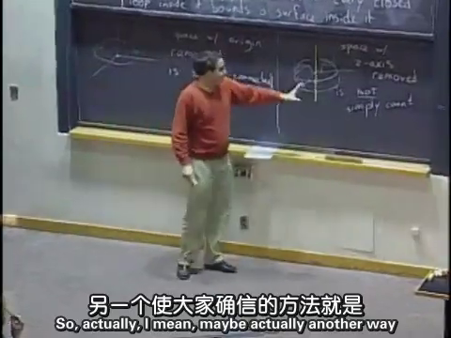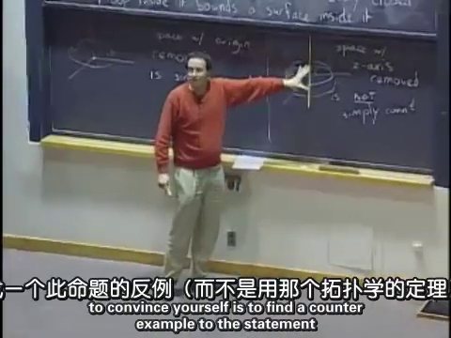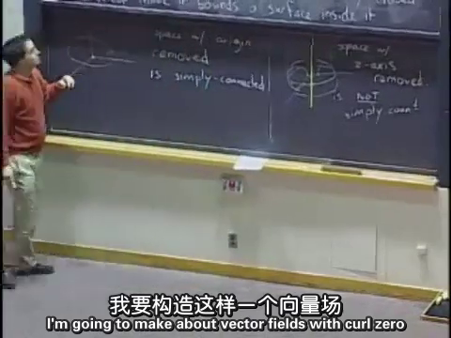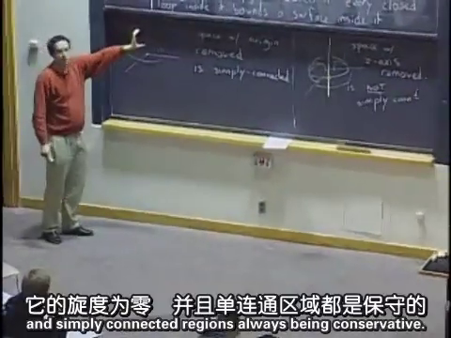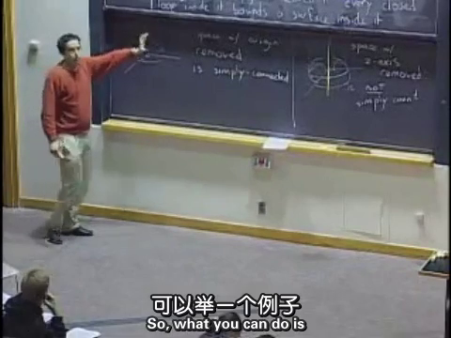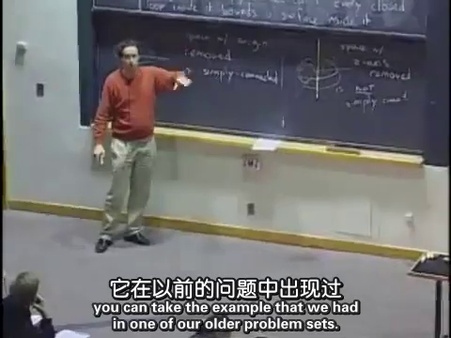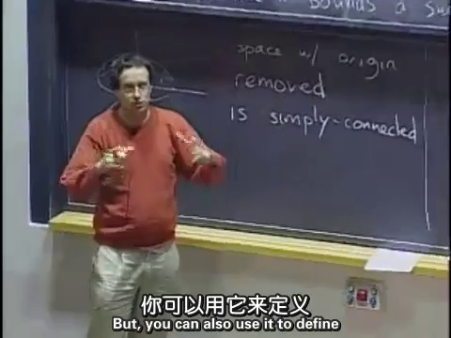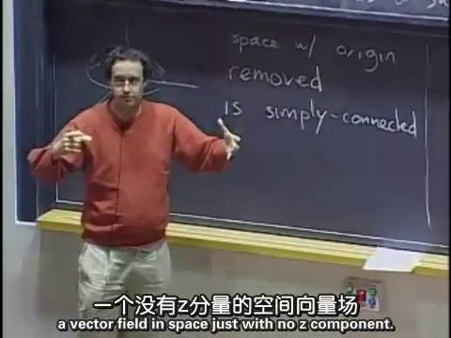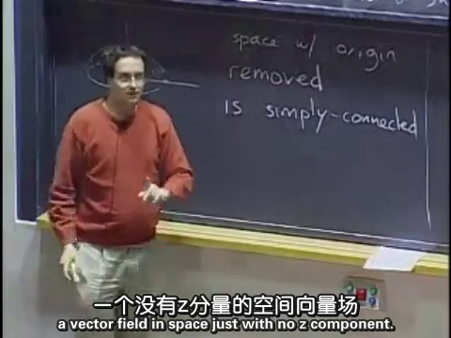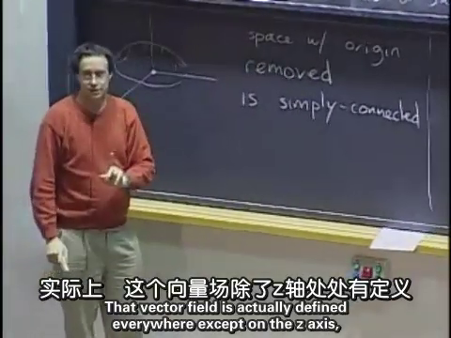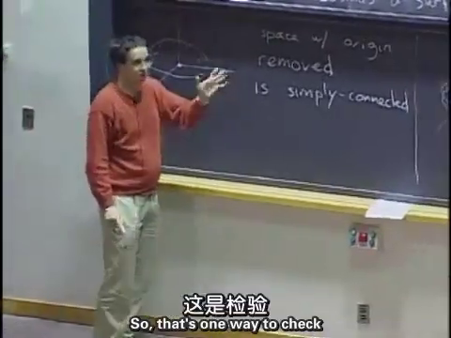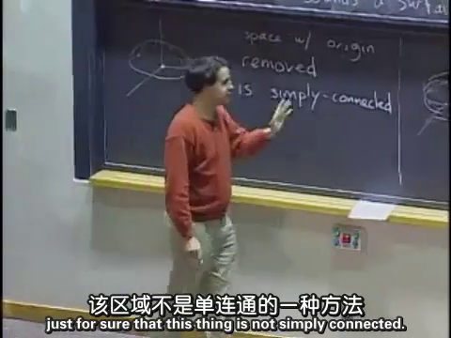So actually, maybe another way to convince yourself is to find a counterexample to the statement I'm going to make about vector fields with curl 0 in simply connected regions always being conservative. So what you can do is take the example that we had in one of our older problem sets that was a vector field in the plane, but you can also use it to define a vector field in space just with no z component. That vector field is actually defined everywhere except on the z-axis, and it violates the usual theorem that we would expect. So that's one way to check, just for sure, that this thing is not simply connected.